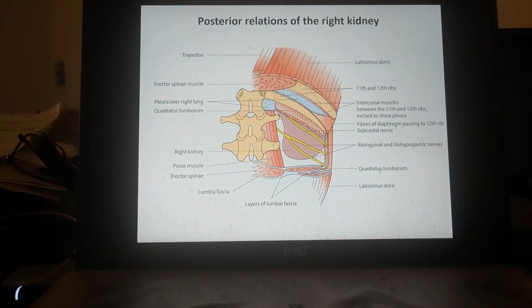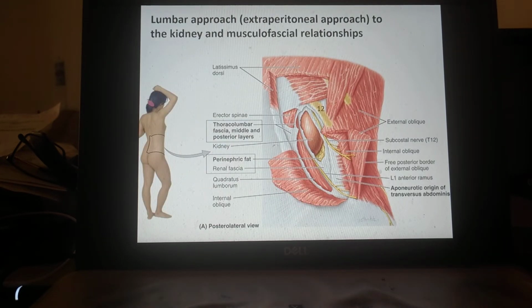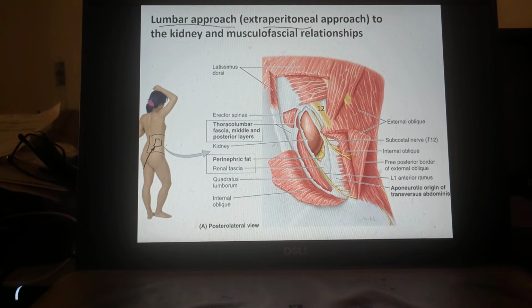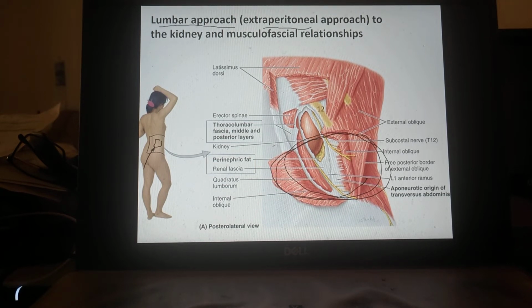That's for anterior relations. So here again is a summary of the posterior relations, as I mentioned before, muscles and nerves, and also here is the lumbar approach or extraperitoneal approach. Here is the kidney. So when you try to access the kidney from the backside, the posterior approach, you have to divide these muscles, for example quadratus lumborum, and also transverse abdominis.